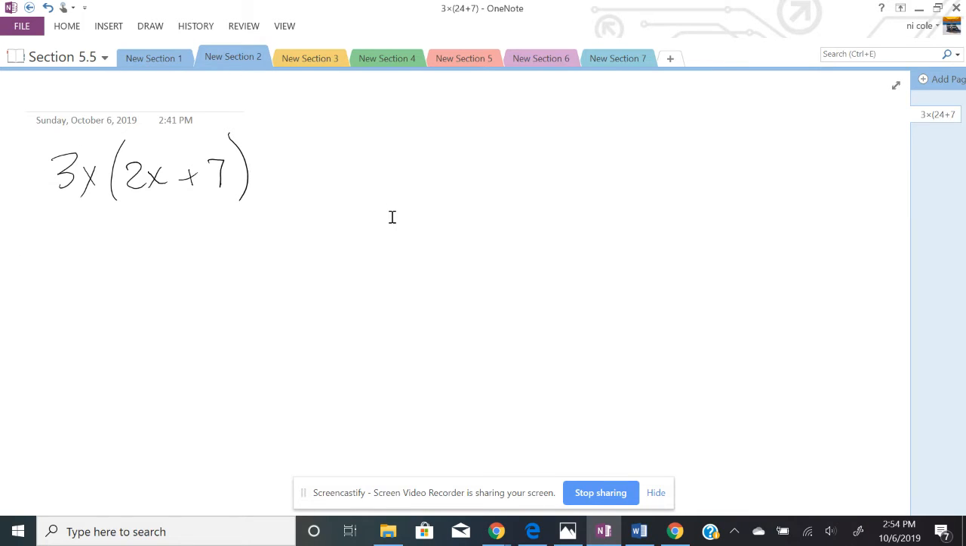Again, here with the distribution, you've got to be able to distribute. So you have 3x times 2x. So that is 3 times 2, which is 6. X to 1 times x to 1 becomes 1 plus 1, which is 2. And then you will have 3x times 7. So 3 times 7 is 21. Positive, so it's plus and an x.